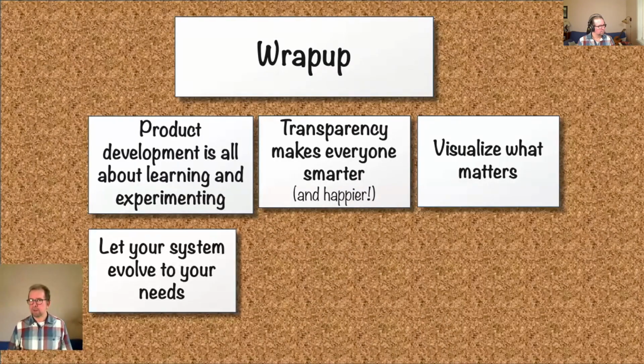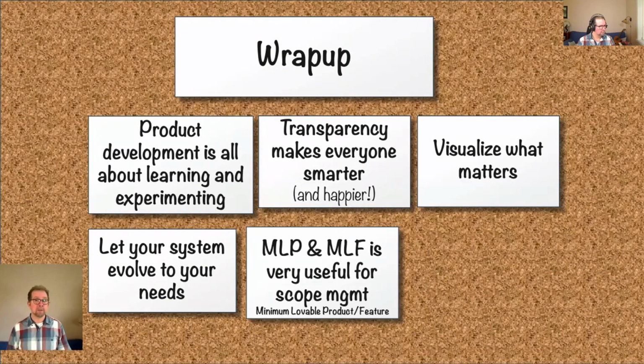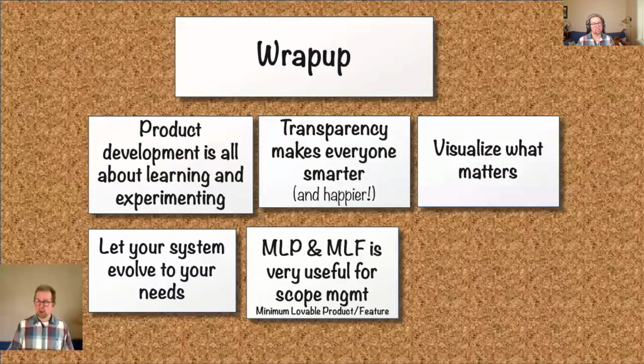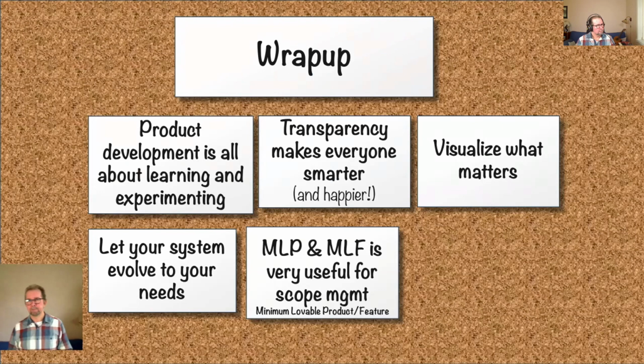It's domain specific, so you probably won't want to use our exact system, but some parts of it might be useful to you. Especially, I would say, the MLP and MLF concepts. I think those concepts are not in any way specific to our domain. They're just generally useful. So I can recommend maybe trying that, right? So minimum lovable product, minimum lovable feature.